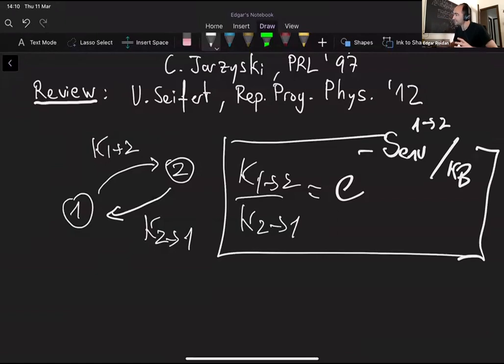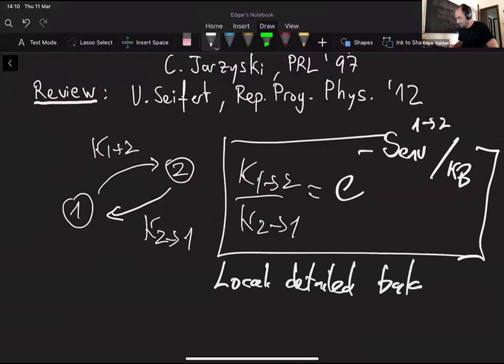If we don't have this constraint, stochastic thermodynamics is very, very complicated because we don't know in every trajectory, in every jump, what is going on either in the system or in the environment. This is called the local detail balance condition. But many physical systems obey this relation. For instance, molecular motors or colloidal systems obey this relation. This would typically be minus the heat going from 1 to 2.